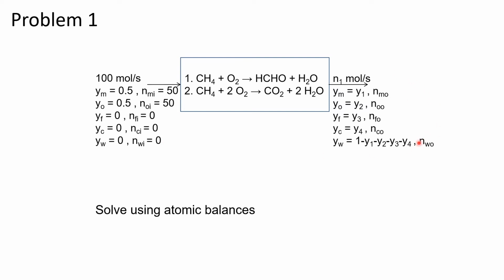Unfortunately, we know nothing about what comes out. We don't know the total flow rate, nor do we know the mole fractions of any of the components, nor do we know the molar flow rates of any of the components. So we have to represent each of these with an unknown. Here, we'll use N sub M0 to represent the flow rate of the methane out. The first letter indicates the species. The second letter O represents out. And the same notation is used for the other components here.